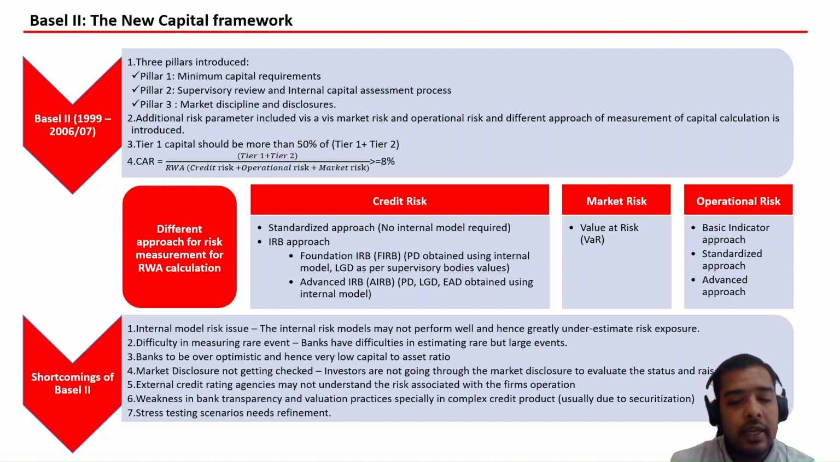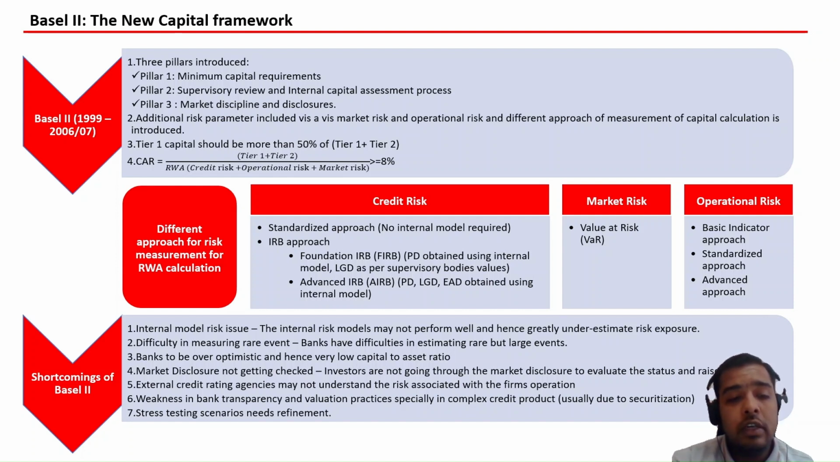But post the financial crisis, certain shortcomings of Basel II were highlighted, and reforms were needed to align the Basel II guidelines with the current market structure. So let's discuss the shortcomings of Basel II, why it could not achieve its objective, why banks were not able to maintain their capital requirement, and why such a crisis happened. So let's start with the shortcomings of Basel II.